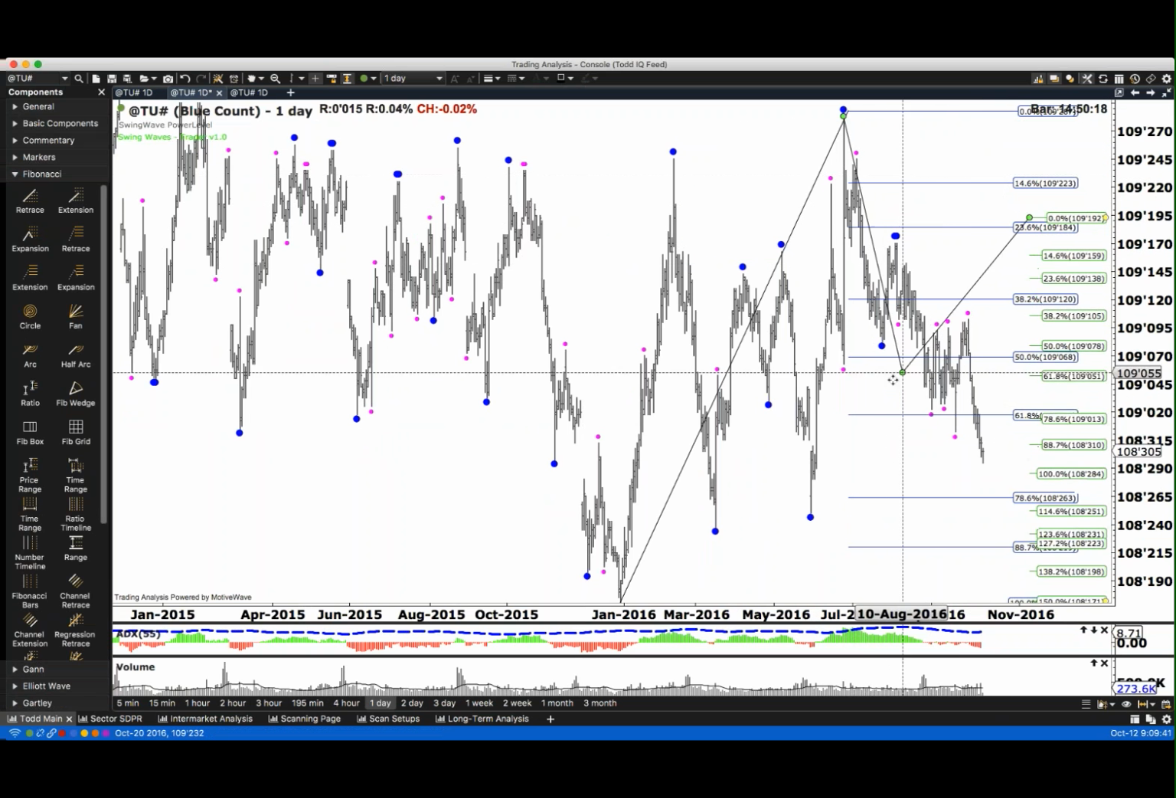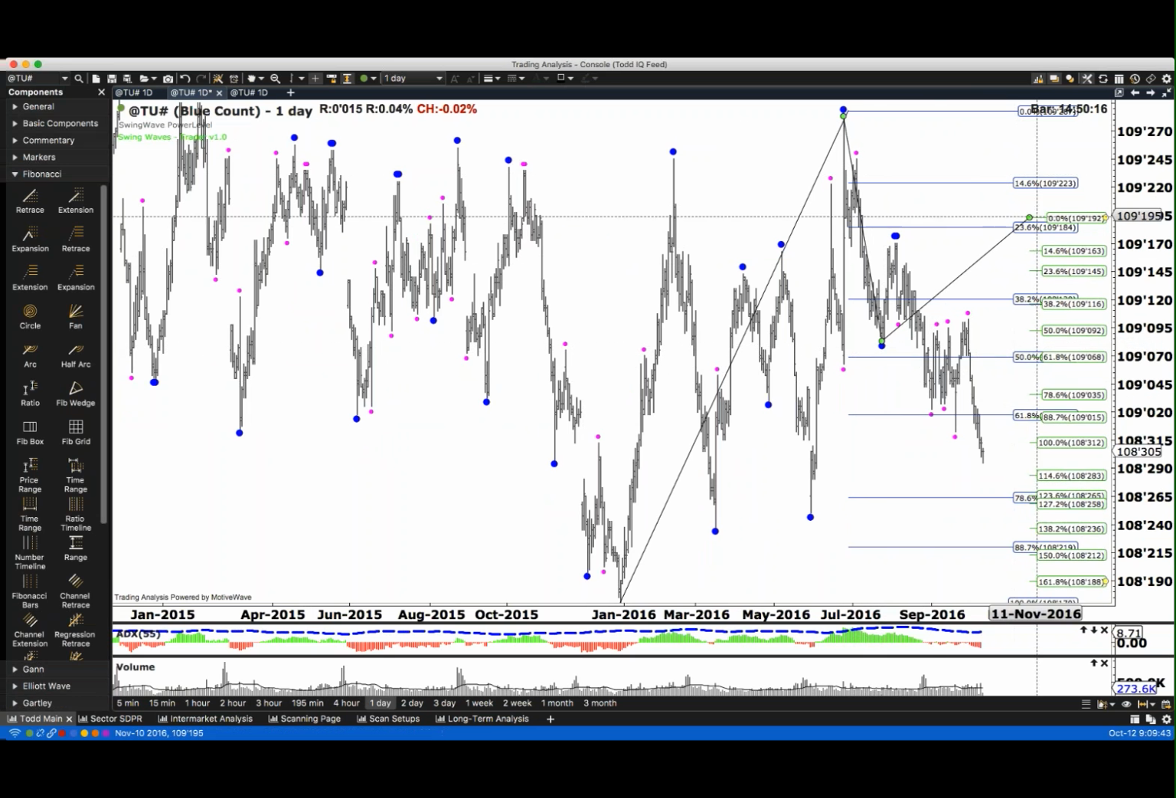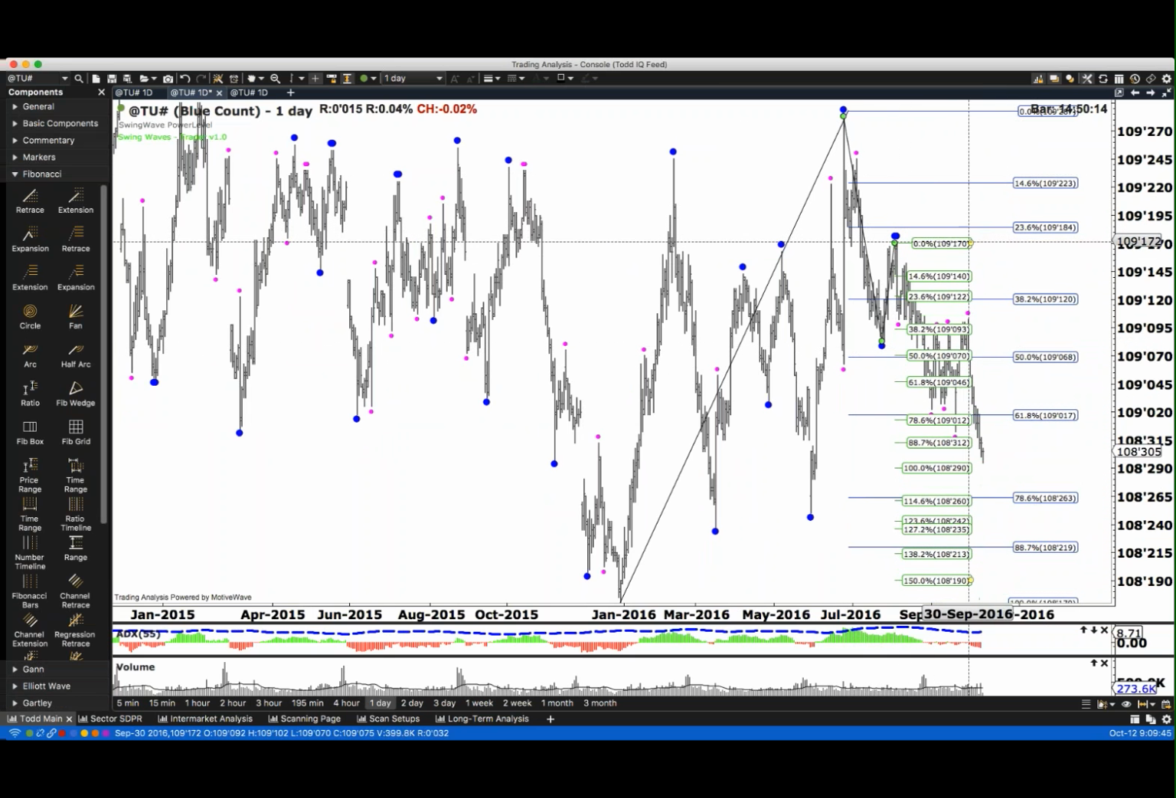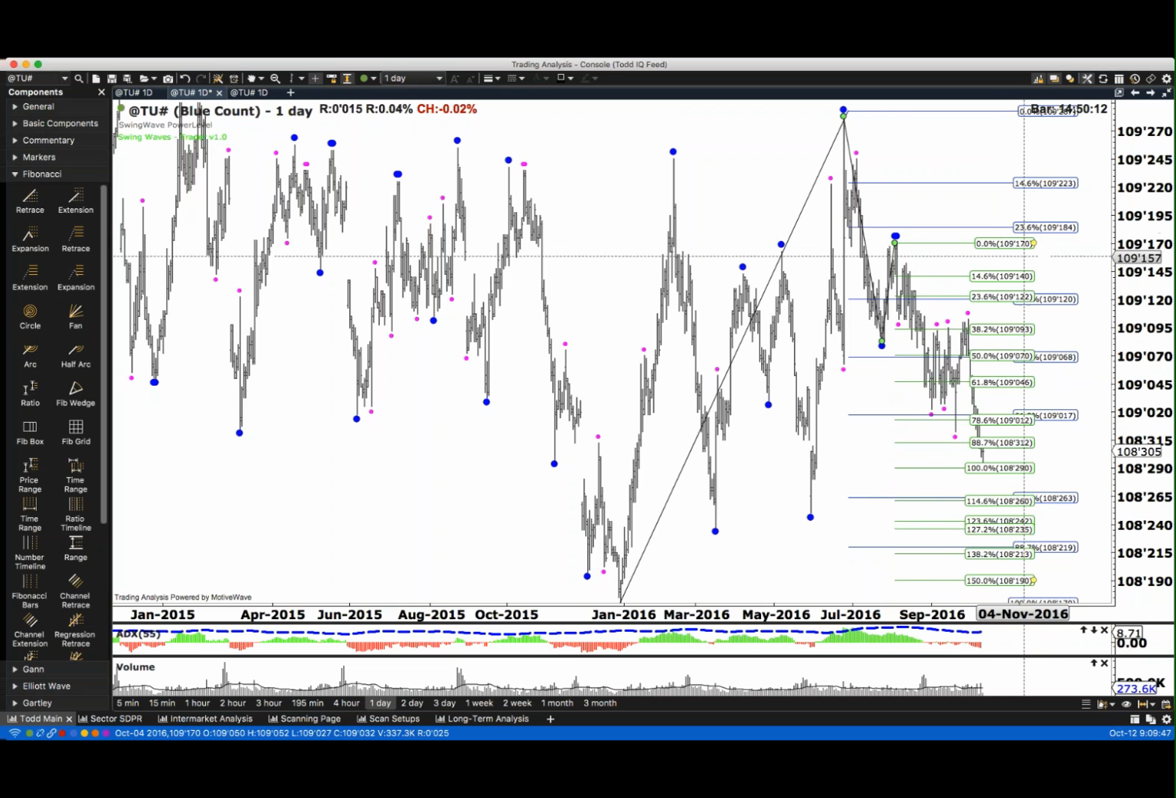Okay. And let's see where support in the 2-year would come in. All right, so I'm just looking for the 100%. There's 618, there's 786, there's 100. So the 100% is actually right here.